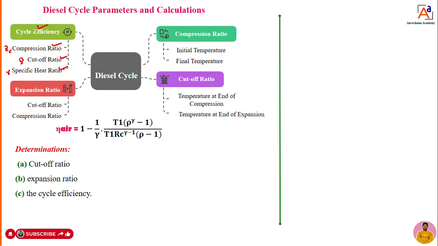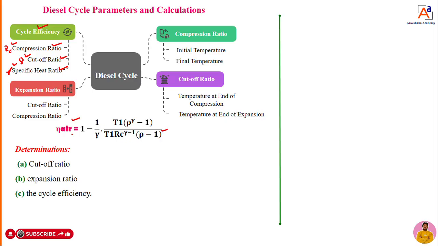So if I want to calculate the cycle efficiency, because in the problem one finding is efficiency, that efficiency I can calculate when I know the value of compression ratio, that is RC, the value of cutoff ratio, that is rho, and the specific heat ratio, that is gamma, dear students. So you can see here now, to calculate the air standard cycle efficiency of a diesel cycle, we have the equation: 1 minus 1 divided by gamma into T1 into bracket rho to the power of gamma minus 1, bracket divided by T1 into RC to the power of gamma minus 1, bracket rho minus 1.